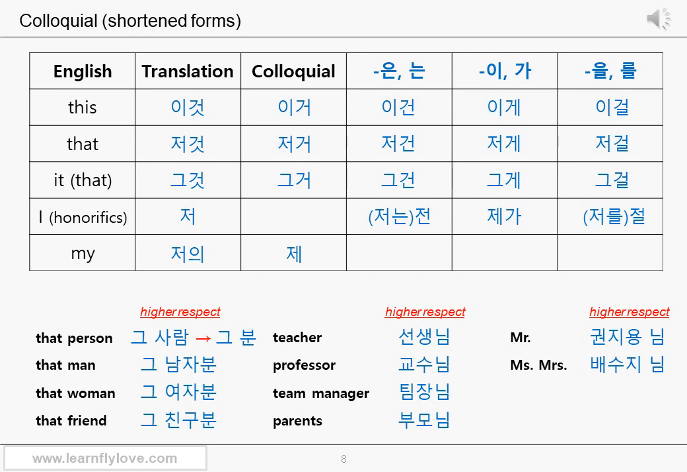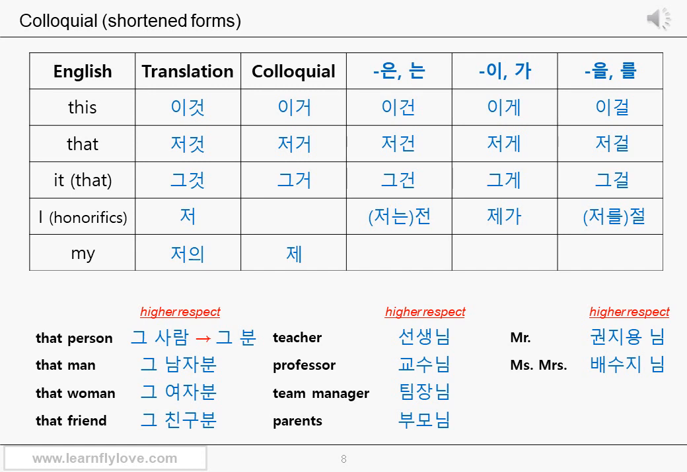Let's take a look at the subject pronoun I. What is the original translation of I? 저, 저. Okay? If you add a particle 는, it becomes 저는, but it becomes even shorter in a real-life conversation. 전, 전. If you add a subject particle 가, it becomes 제가, 제가. It's not 저가, okay? Please keep that in mind.